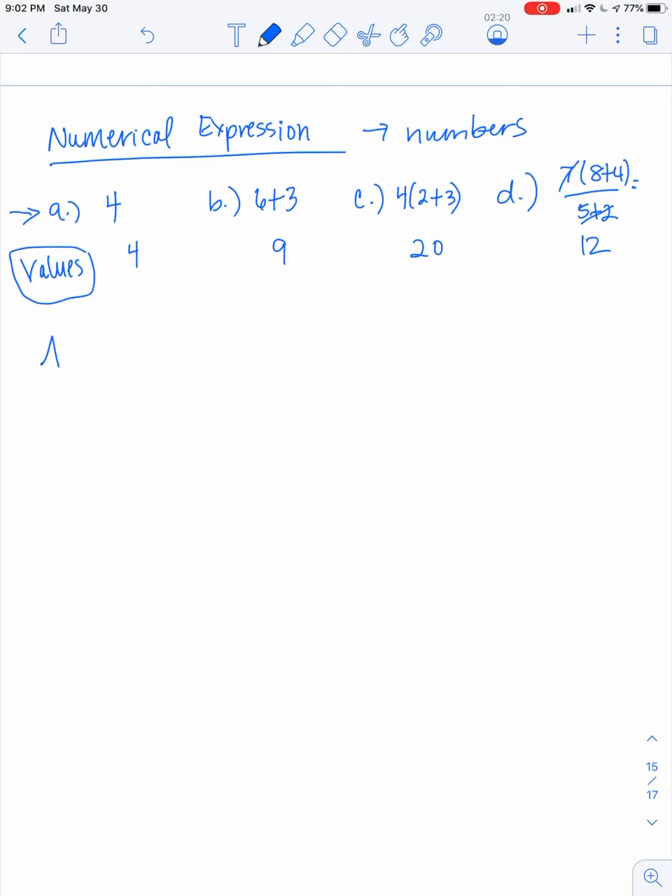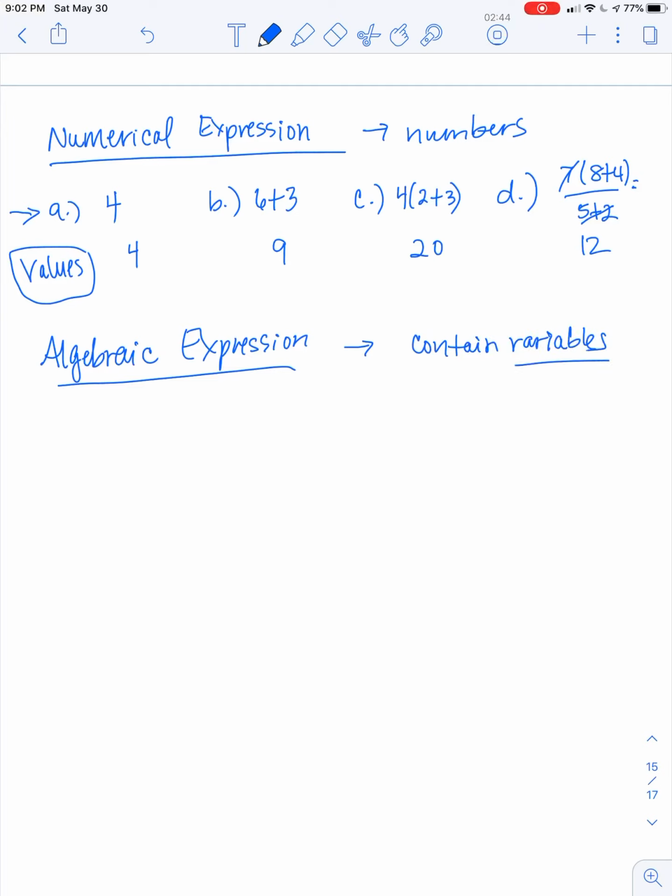Then we have an algebraic expression. An algebraic expression could consist of an expression that involves just a number, but most generally you're going to see them where they have numbers and variables. So it would contain variables along with the numbers. Okay, so that's the difference there.